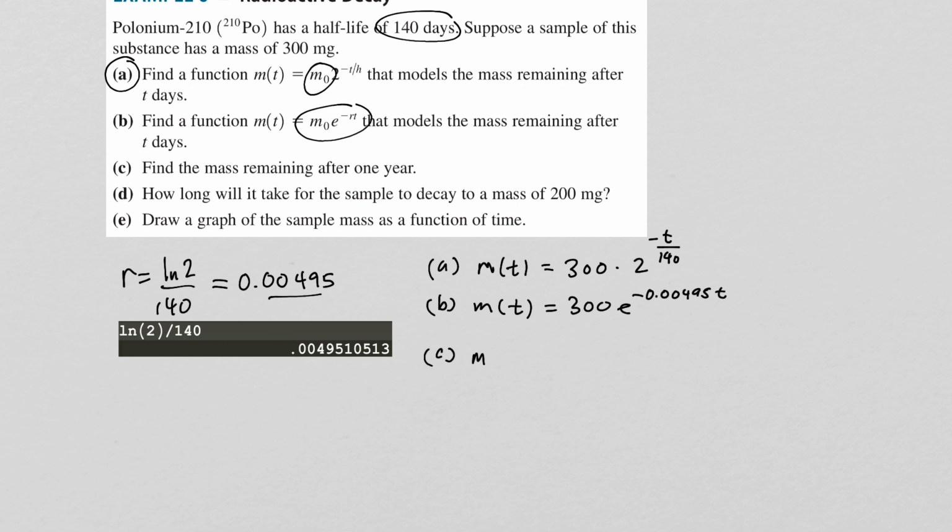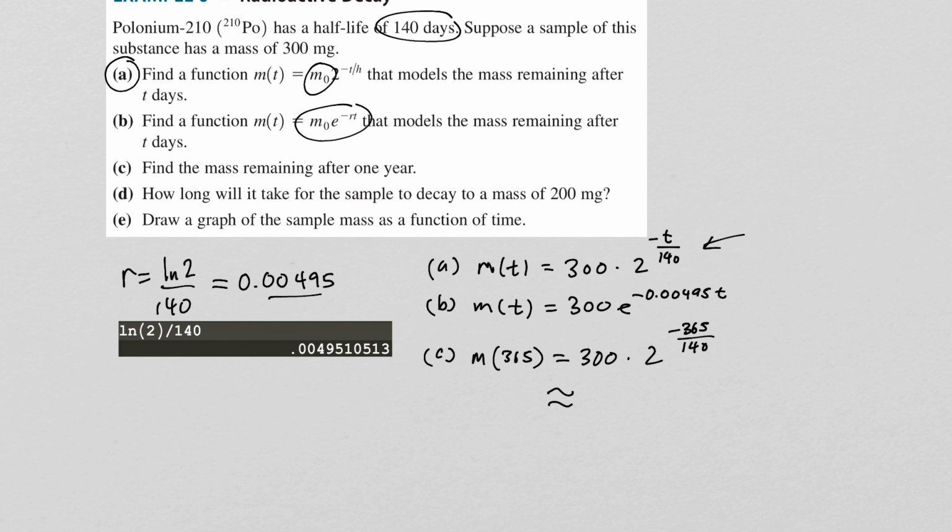And then we want to find the mass remaining after 1 year. Keep in mind that the half-life is 140 days. So 1 year is going to be 365 days. I can use either one of these. I think I'll just use the first one. So we have 300 times 2 to the negative 365 divided by 140.